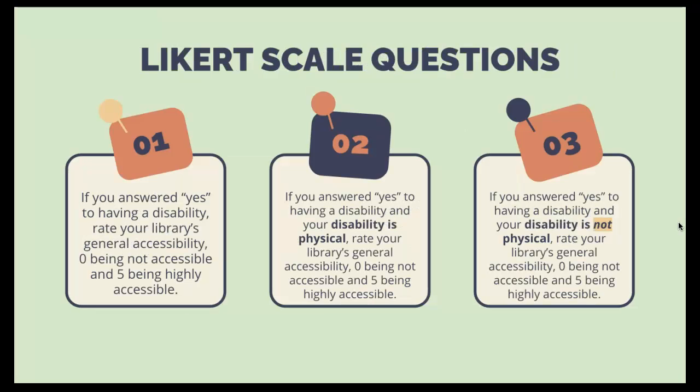So then I had 3 Likert scale questions. The first was a general one. If you answered yes to having a disability, rate your library's general accessibility, with 0 being not accessible and 5 being highly accessible. That was the same scale used across all 3 of these questions. The second one focused on if your disability is physical, rate your library's general accessibility. And the third was if your disability is not physical, rate your library's general accessibility. And once again, those had 0 being not accessible and 5 being highly accessible. So those were the 3 Likert scale questions.